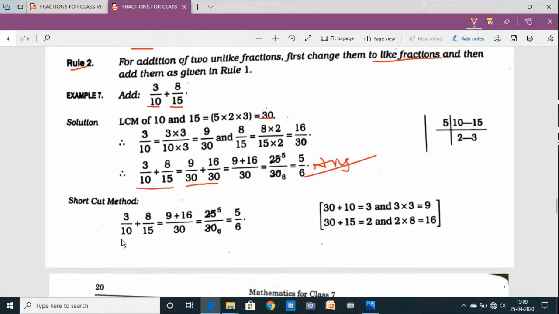Shortcut method. 3 by 10 plus 8 by 15. So the LCM of 10 and 15 is 30. So here we may write, take the LCM 30.